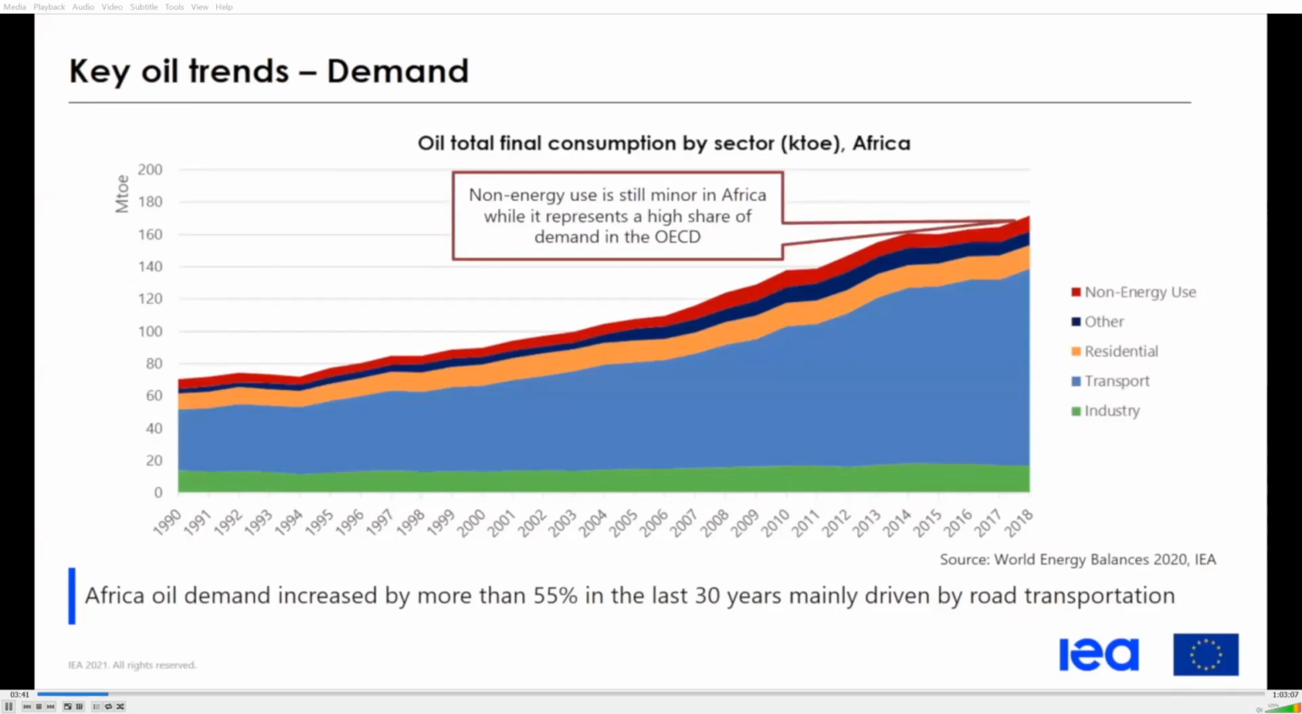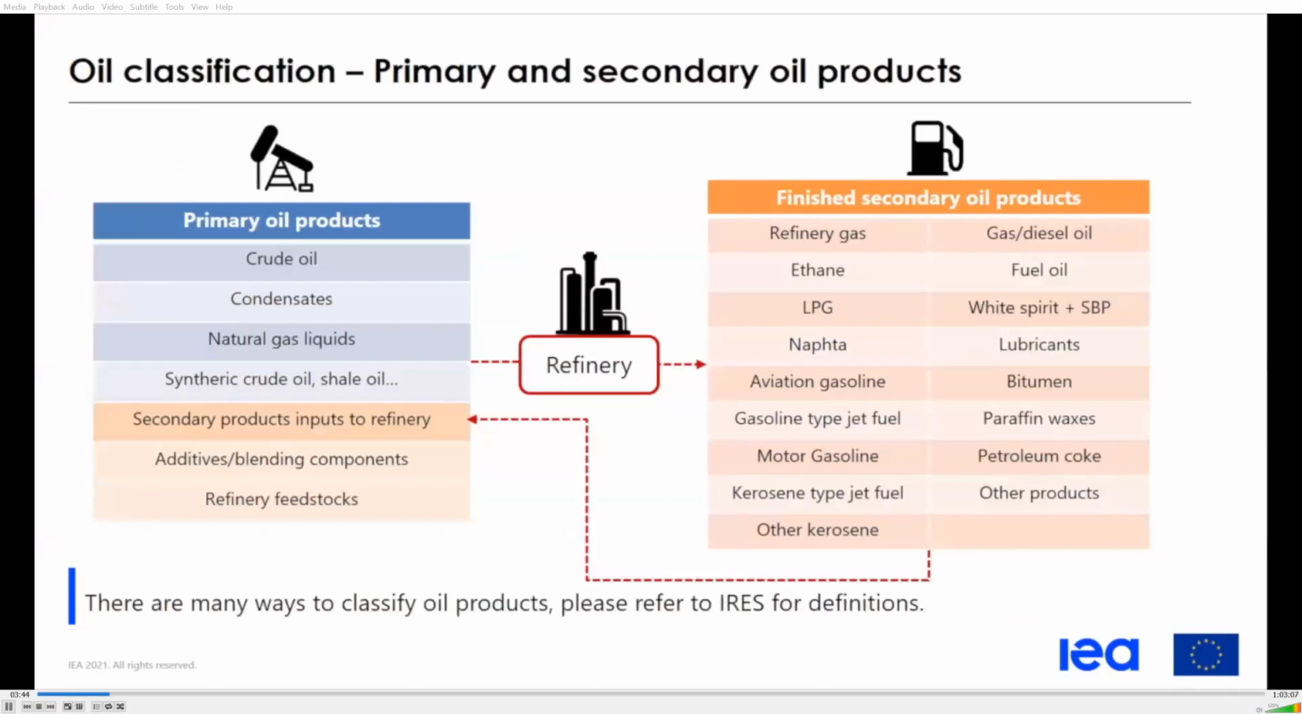So now that we discussed some key trends, let's have a look at how we classify our products in our methodology. We try to distinguish between the products that feed the refinery and the products that come out of the refinery. So primary oil products, which are coming from natural resources, and finished secondary oil products, which are manufactured in the refinery. This is a rough definition, of course, because some of the output of the refinery will be used later on as input of the refinery. So this will get a little bit more complex later on.